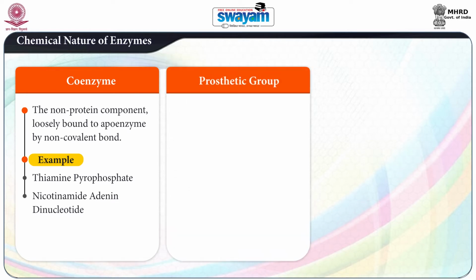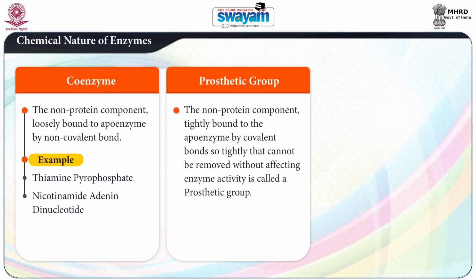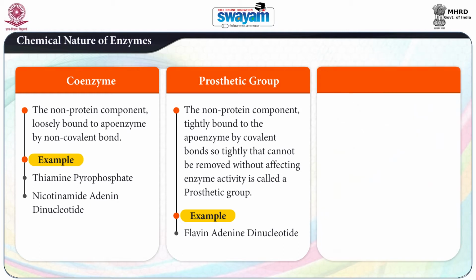Then coming to prosthetic group, the non-protein component in this case is tightly bound to the apoenzyme by a covalent bond. The binding is so tight that it cannot be removed without affecting the enzyme activity. Such cofactor is called as a prosthetic group. For example, flavine adenine dinucleotide, these are bound to the oxidative enzymes in a covalent manner.